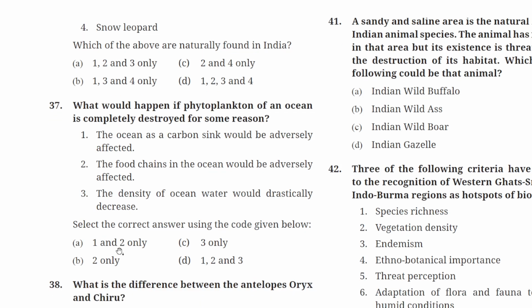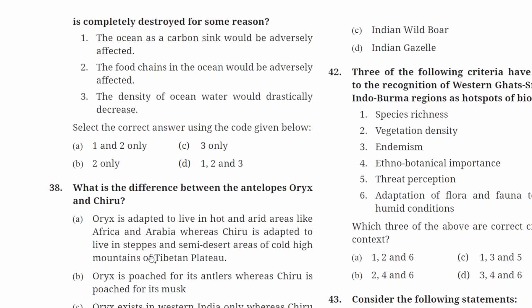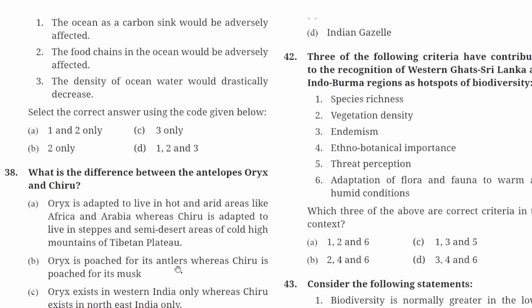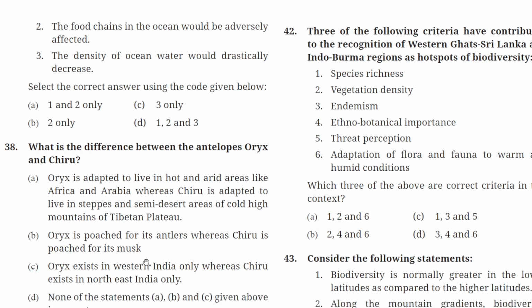Answer is A. What is the difference between the antelopes, oryx, and chiru? The difference is oryx is adapted to live in hot and arid areas like Africa and Arabia, whereas chiru is adapted to live in steppe and semi-desert areas of the cold high mountains of Tibetan Plateau. Answer is A basically.